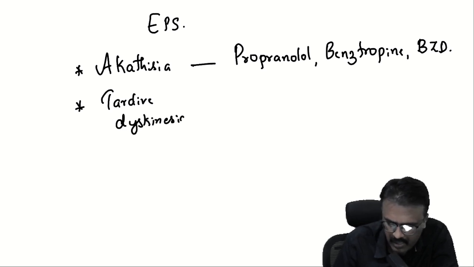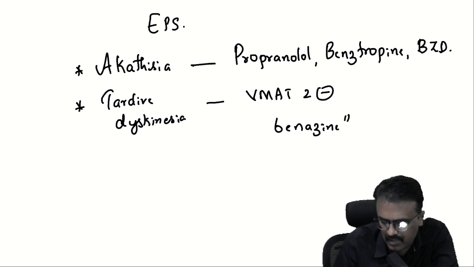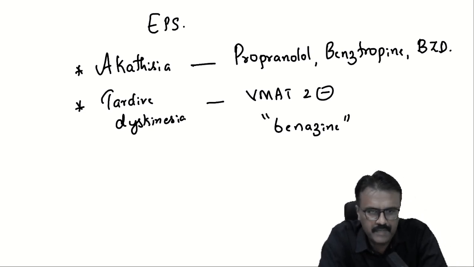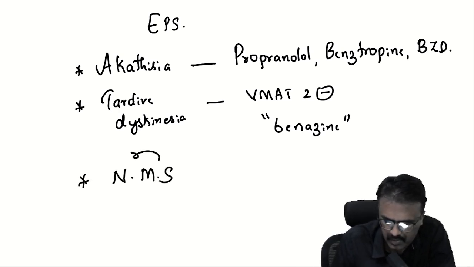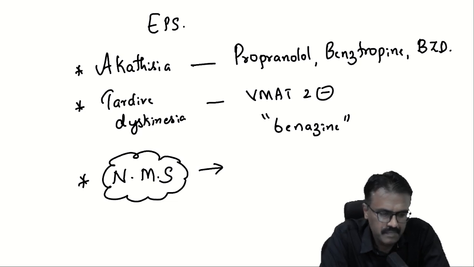For tardive dyskinesia, we use VMAT2 inhibitors and they end with benazine. They are valbenazine, tetrabenazine, whatever. Now, you should answer me, what is the drug of choice for Neuroleptic malignant syndrome? NMS stands for Neuroleptic malignant syndrome. Yes, come on, you know the answer. What's the drug of choice?